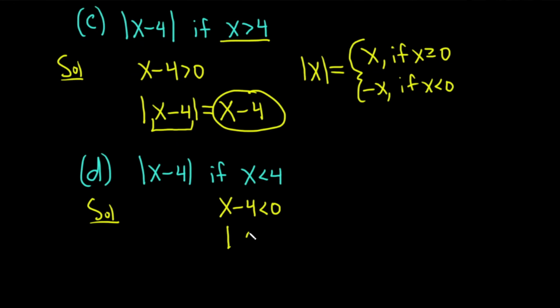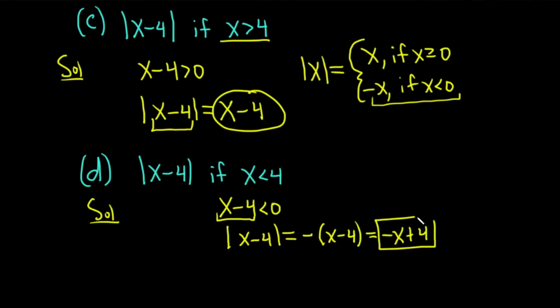And so the absolute value of x minus 4 in this case, well, using the definition of absolute value, x minus 4 is less than 0, so we use the bottom piece of the function. So instead of negative x, it's going to be negative, x minus 4. And then we can distribute the minus sign here. It'll be negative x plus 4.